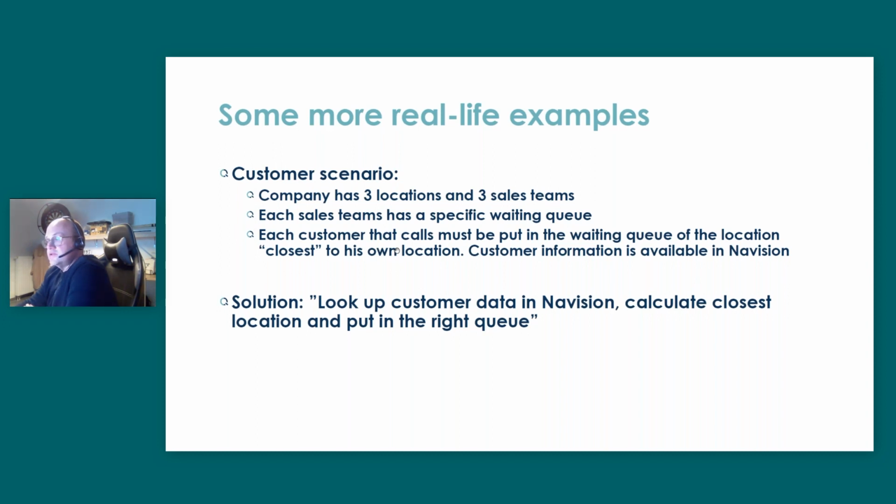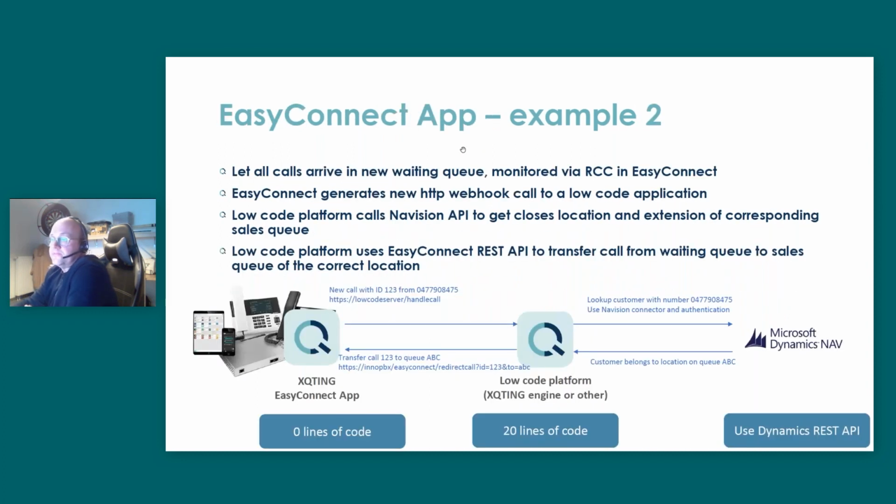So, the customer information is available in Navision for this particular company. And Navision is able to tell which customer belongs to which location. So the solution is actually very simple for this customer. You look up the customer data in Navision when he calls in, then you get the closest location and you put them in the right queue. That's a very simple integration if we explain it like this, but how do you do it in innovaphone and how do you do it with EasyConnect? Well, it's actually quite simple, okay?